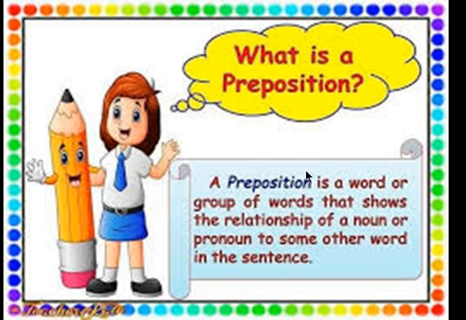That means the preposition is a word, and it can also be a group of words, and it shows the relationship, that is, the relation between a word and a noun or a pronoun that comes after the preposition. So this relationship of words is known as the preposition.